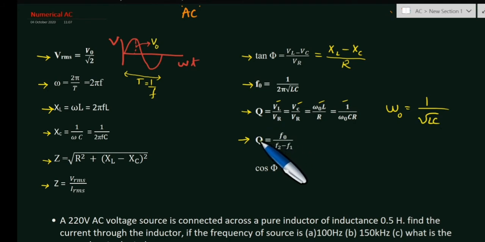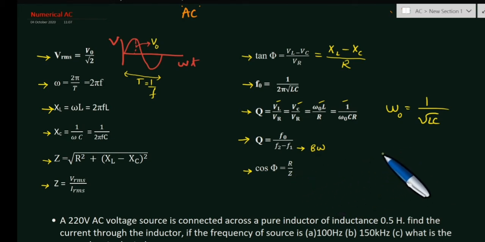And next, one more quality factor formula, that is equal to f0 divided by f2 minus f1, where f2 minus f1 is the bandwidth, and one more last formula, that is power factor cos phi is equal to R divided by Z. R is the resistance in a circuit and Z is impedance in a circuit.